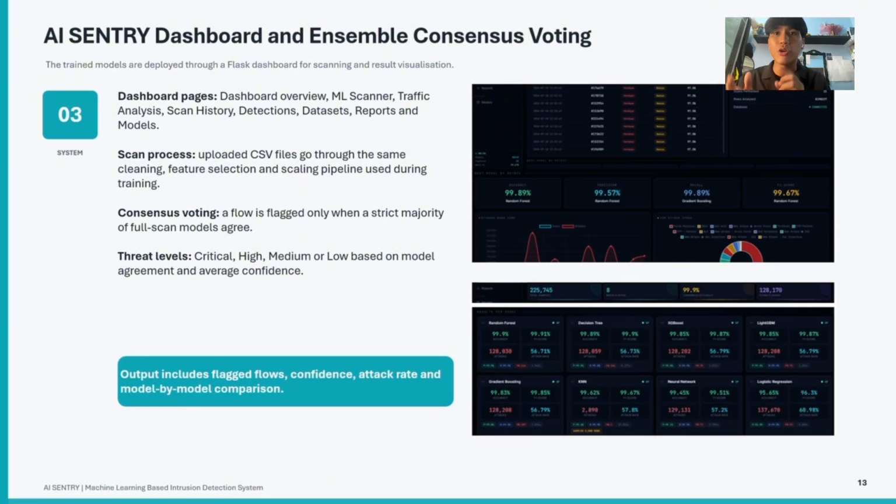A network flow is only classified as malicious when a strict majority of the models agree. One or two models predicting an attack are not enough to produce a final malicious verdict. The threat level is classified as critical, high, medium, or low based on the number of models agreeing and their average confidence. The final output includes the attack rate, confidence level, flagged flows, verdict, and model-by-model comparison.